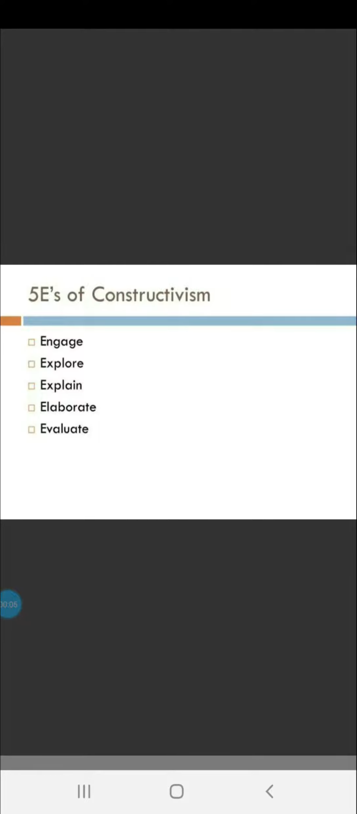We engage the students by giving them real objects, pictures, charts, models, asking them questions, showing them video clips, discussions, whatever the means we used to engage them. The second approach, the second stage, is the exploration stage. In the second stage, once the interest has been generated, the students are ready to begin exploring the concept. At this stage, the teacher provides a hands-on activity to the students.